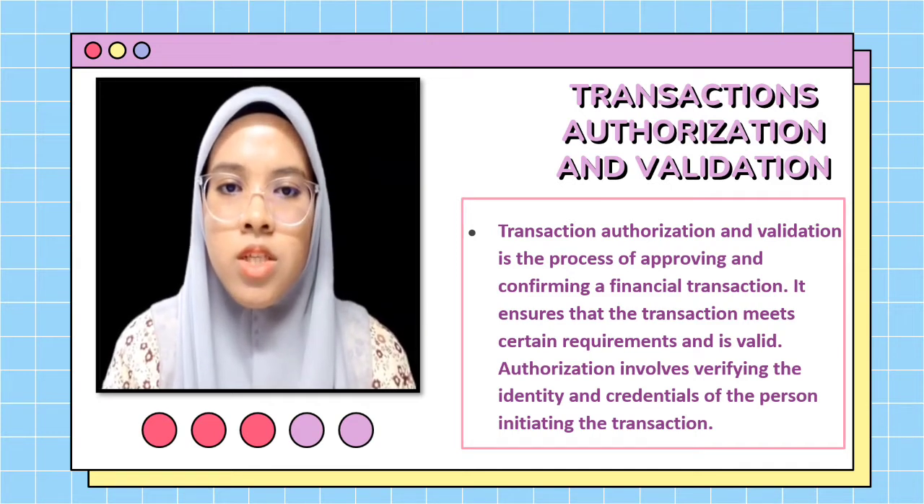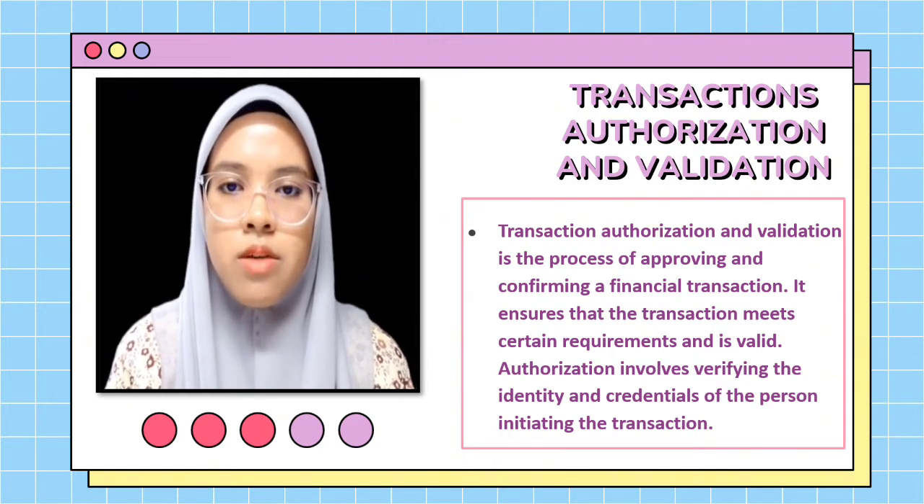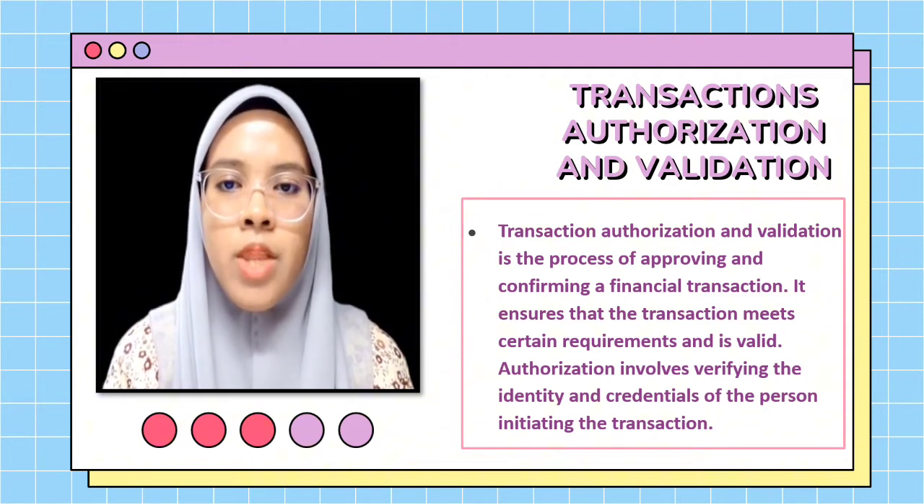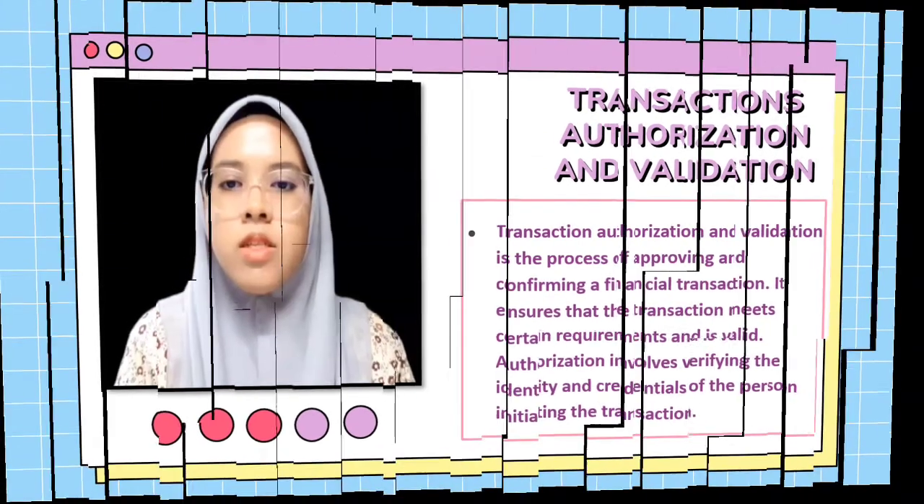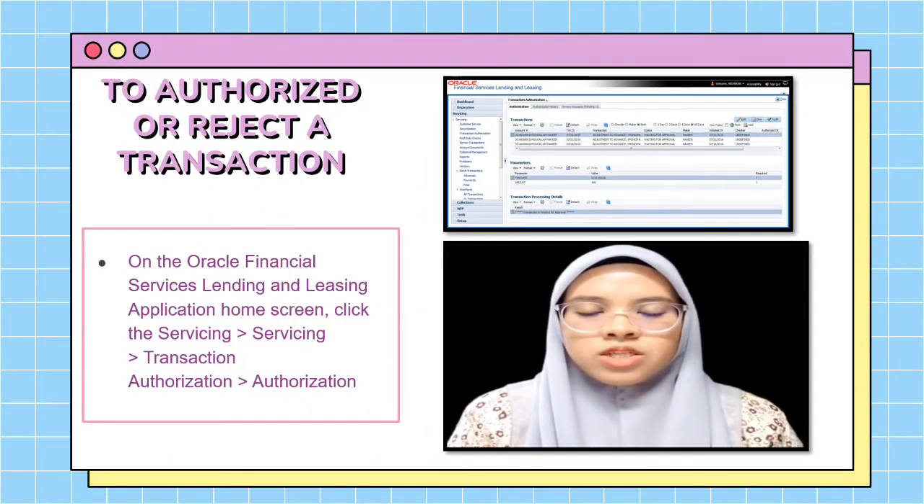Transaction authorization and validation is the process of approving and confirming a financial transaction. It ensures that the transaction meets certain requirements and is valid. Authorization involves verifying the identity and credentials of the person initiating the transaction, to authorize or reject a transaction.